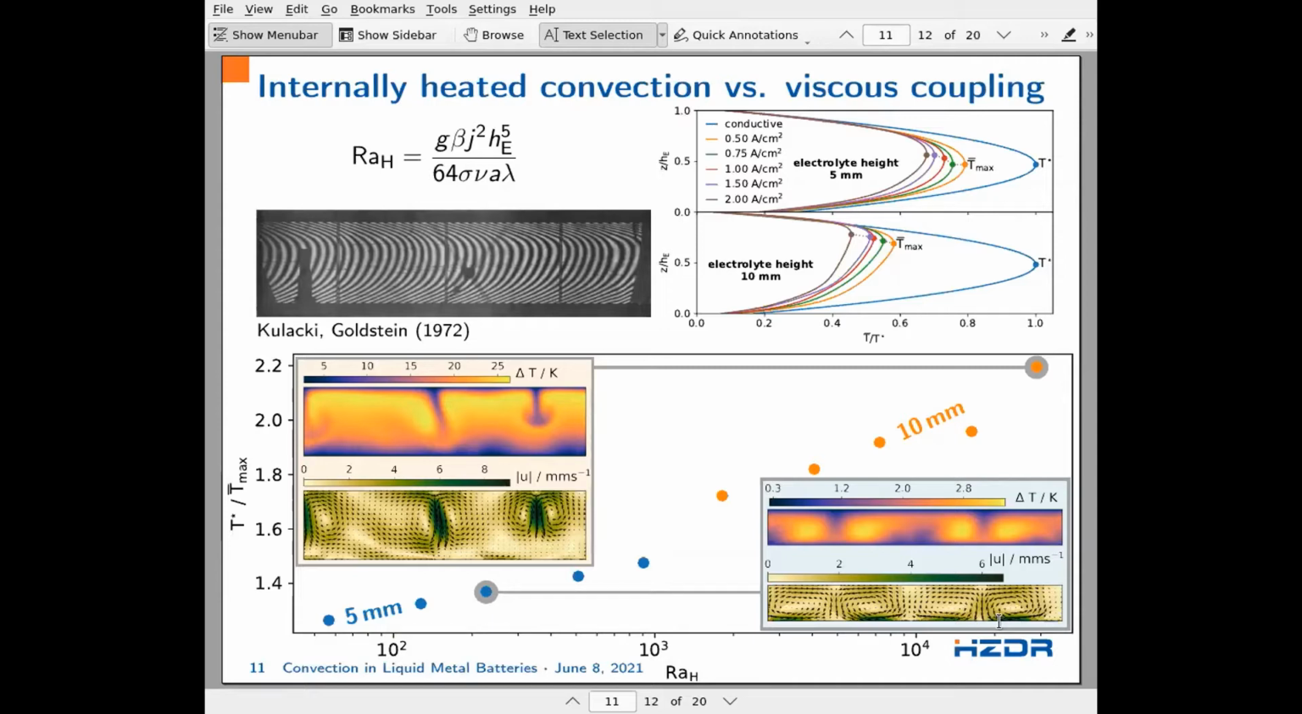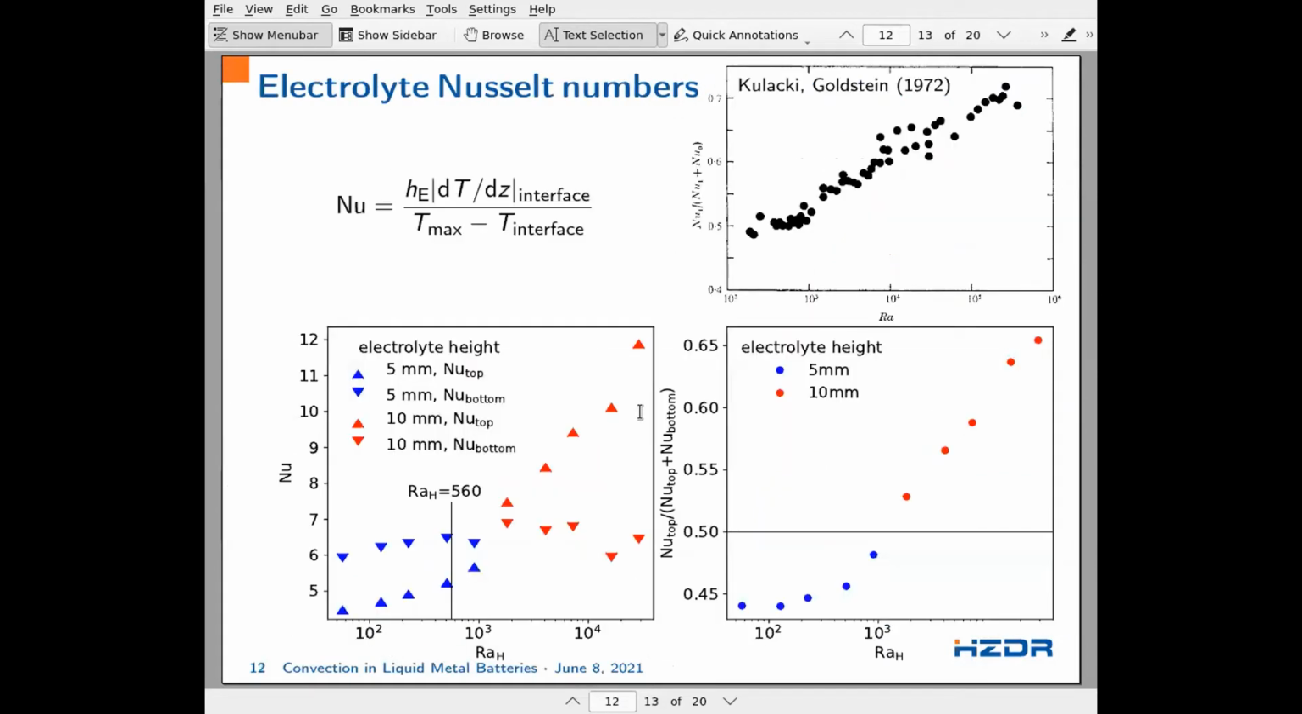Quite the opposite, if we switch to a thicker electrolyte, 10 millimeters, then this internally heated convection becomes dominant, and that's a classical picture from Kulacki and Goldstein. So we have a really asymmetric temperature profile on average and penetrative convection in the electrolyte. So there's really a change between two completely different regimes.